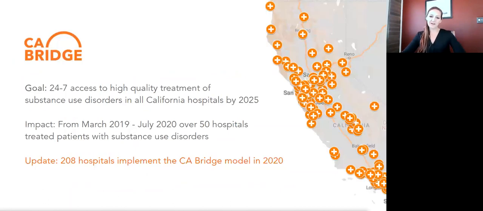Okay, so our goal with the California Bridge program is for all patients to have 24/7 access to high quality treatment of substance use disorders in all California hospitals by 2025. And as we know with everything that we do in healthcare, it really takes a whole team. So that's why we're talking specifically with nurses today.